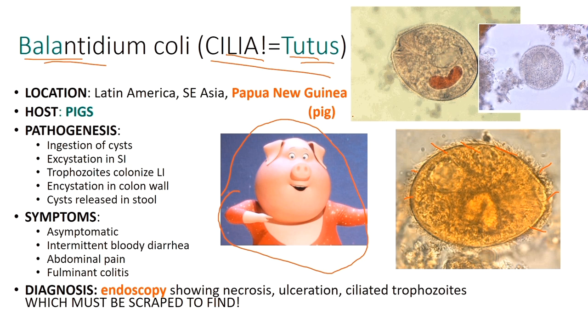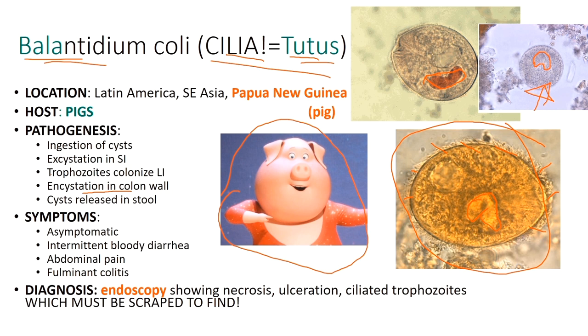He also has this little belly thing in here. And you can see it, this organ here, and I think it's one of its storage vesicles. You can actually see that up in this guy right here too. Okay, so pretty much you ingest the cyst of these, which is this picture up in the top right here. It encysts in the small intestines, and the trophozoites then develop and they colonize and make their way to the large intestine, and they encyst in the colon wall. So in order to actually visualize the trophozoites, which is this guy, the cilia, we actually have to scrape it off the wall. So that's something we need to look for.